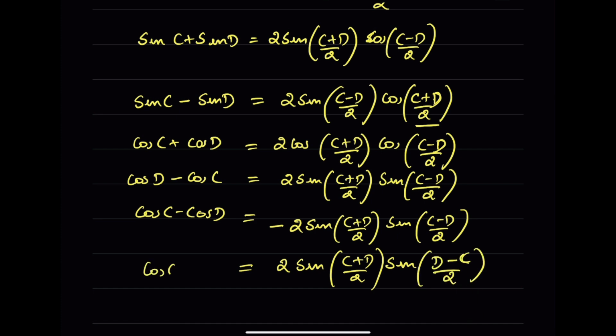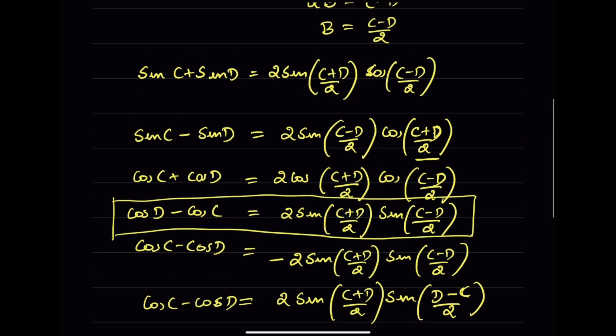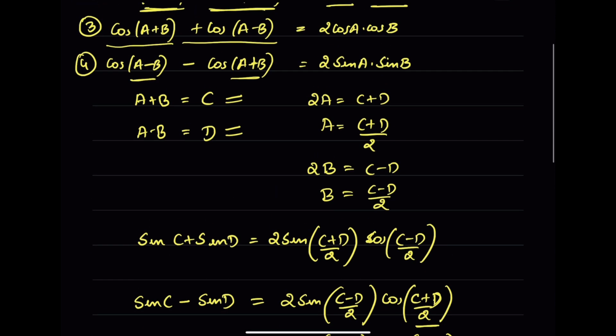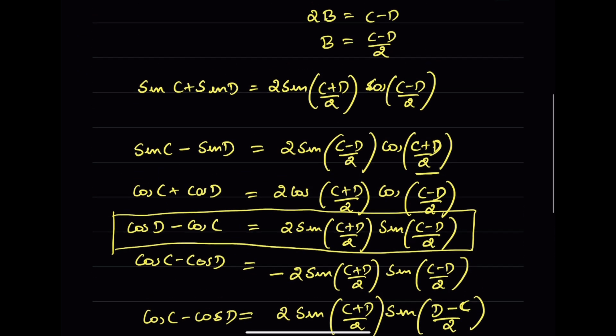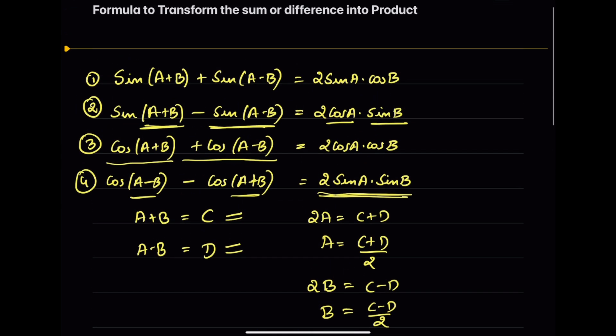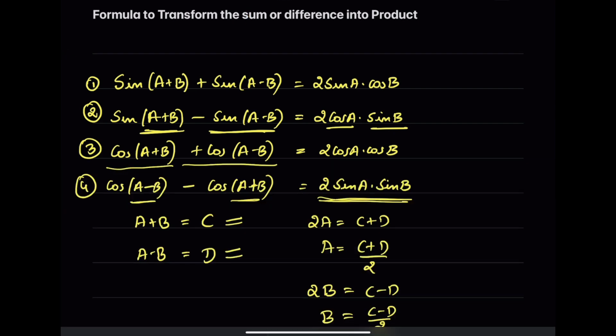So these are a few tricks that you can apply so that you can avoid the negative sign. But I would stick to this as a unique application, because it is cos of a minus b minus cos of a plus b, which actually gives us 2 sine a sine b. So these are the four formulas we will be applying in the next few problems. And these formulas are called changing from sum or difference into product.